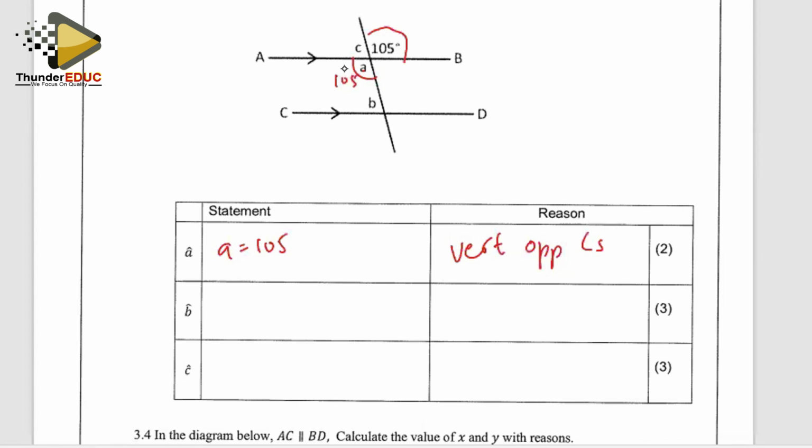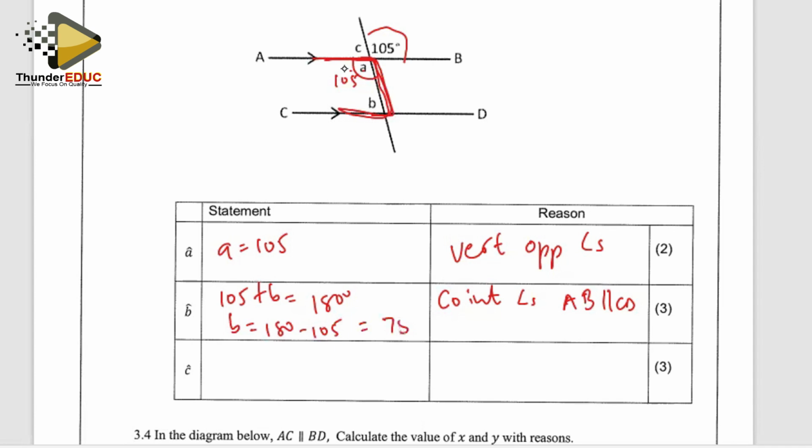Then if A is 105, they want us to get B. What I can see is that this A and B, they are within the parallel lines. It forms the U or the C. So which means those are co-interior angles. So if I get the 105 plus the B, I must get 180 degrees. I'll say those are co-interior angles because AB is parallel to CD. Then I subtract. Okay, so my B is going to be 180 minus 105. This gives me 75 degrees.